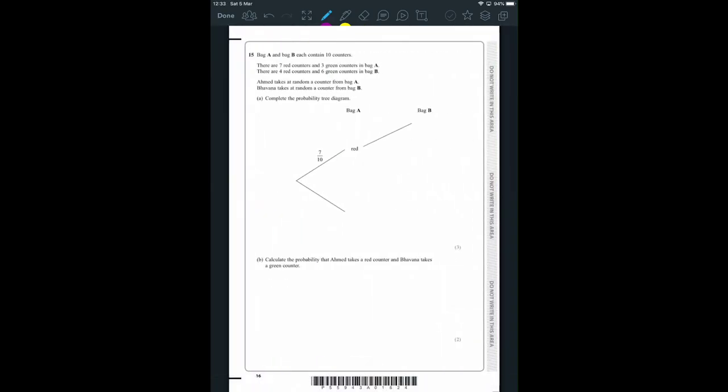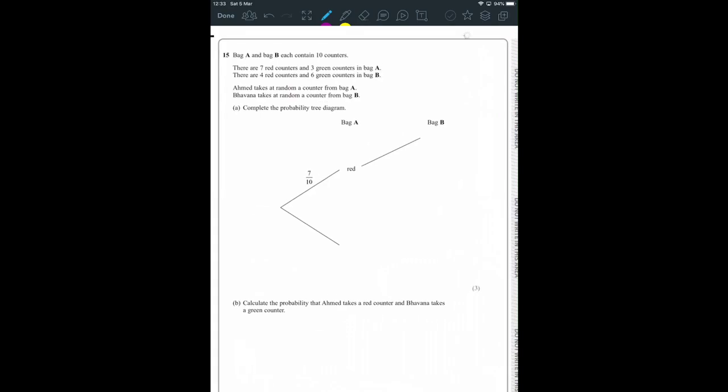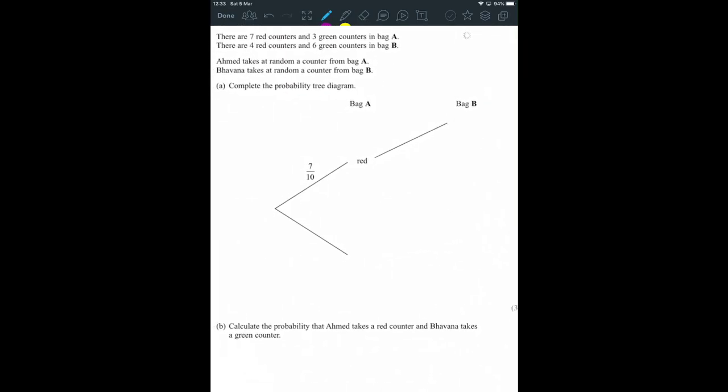Question 15. Without even reading the question, we can see it's a tree diagram. We have two counters with some number of red and green in each. We want to complete the probability tree. So on each split, we're splitting red and green, red and green. We need to fill in the probabilities.